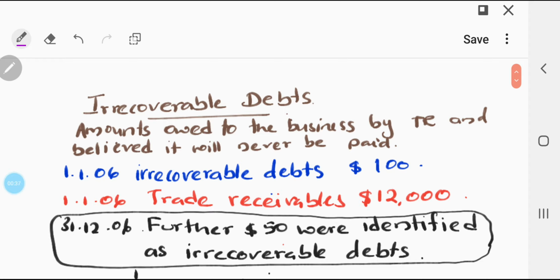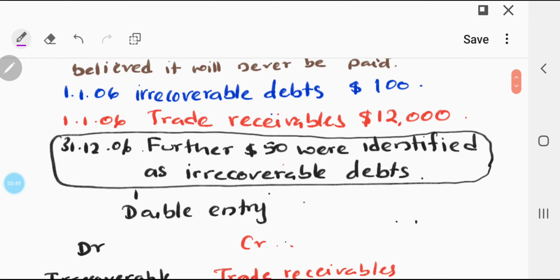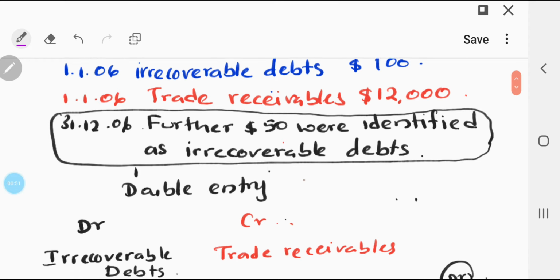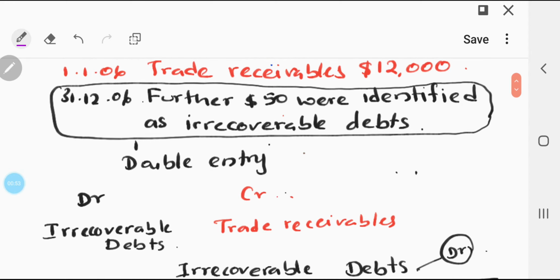The first two pieces of information appear at the beginning of the financial year, therefore they don't include any double entry. However, for 31st December 2006, you need to identify the double entry. The double entry for irrecoverable debts: debit irrecoverable debt account and credit trade receivables account.